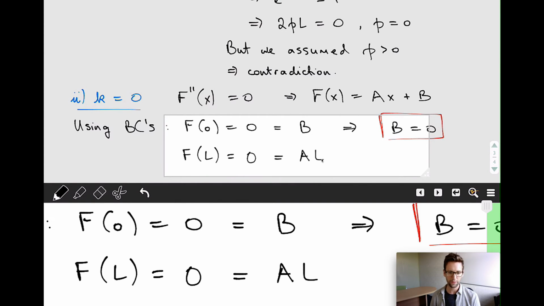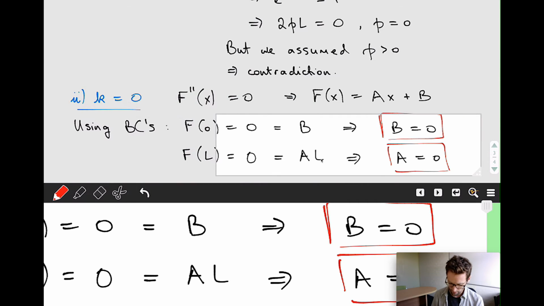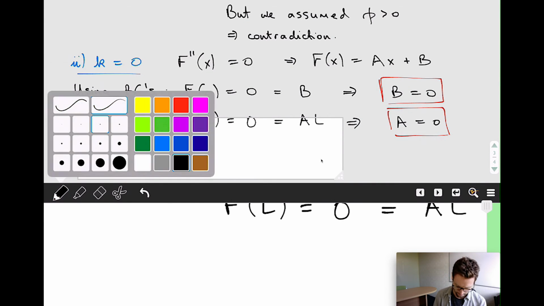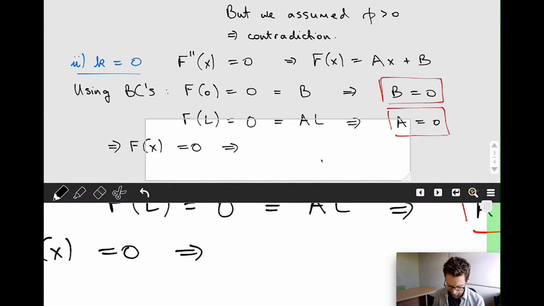Now L is not going to be 0. L is the length of my string. I don't have a 0 length string. So that implies that a is equal to 0. So once again, I get a solution that's 0 for every value of x, which means that this is just the trivial solution.